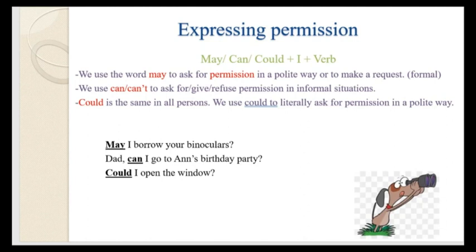Could is the same in all persons. We use could to literally ask for permission in a polite way.